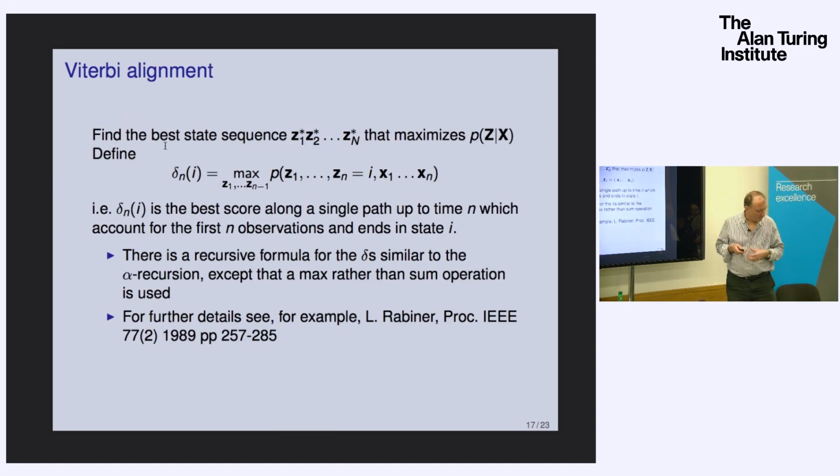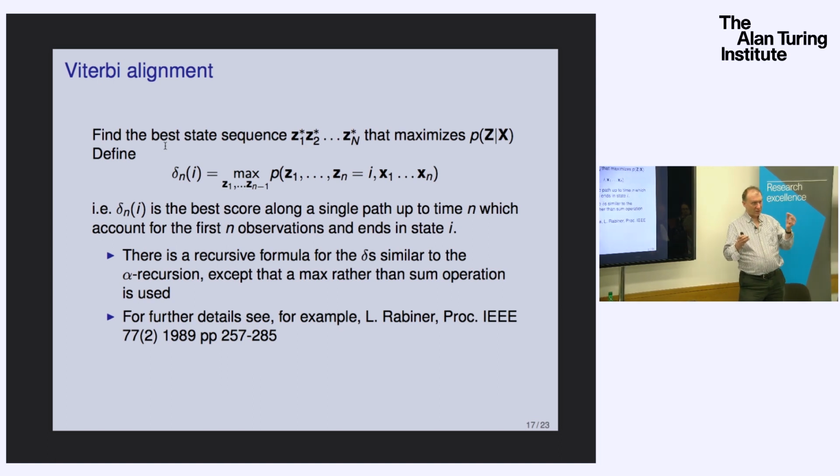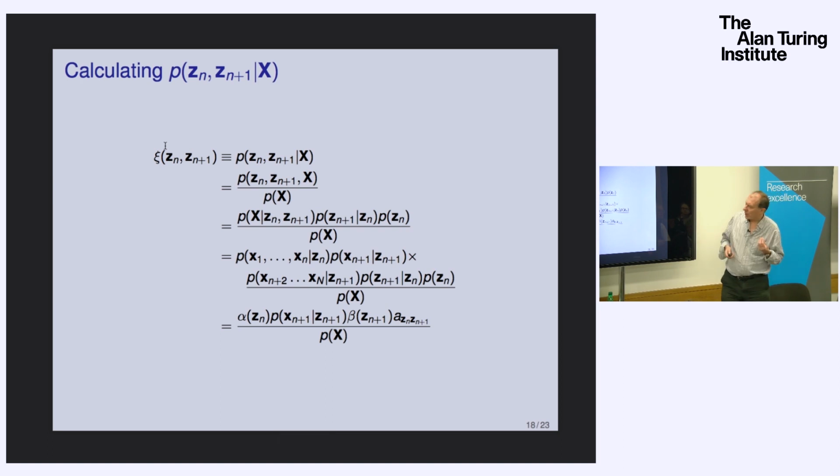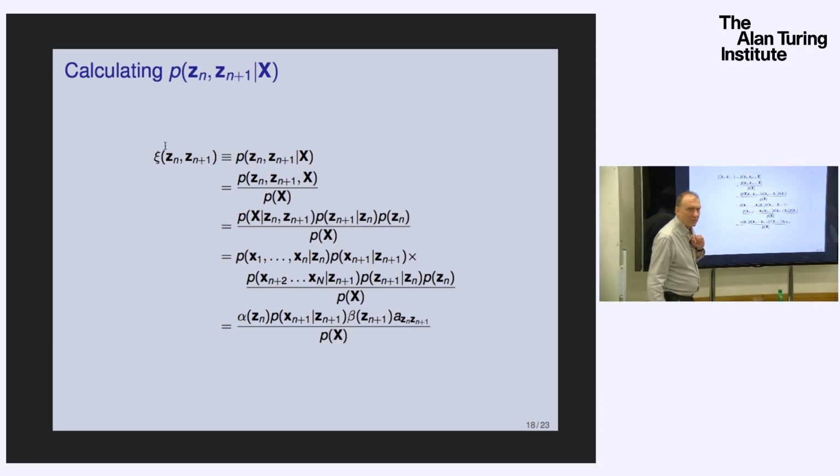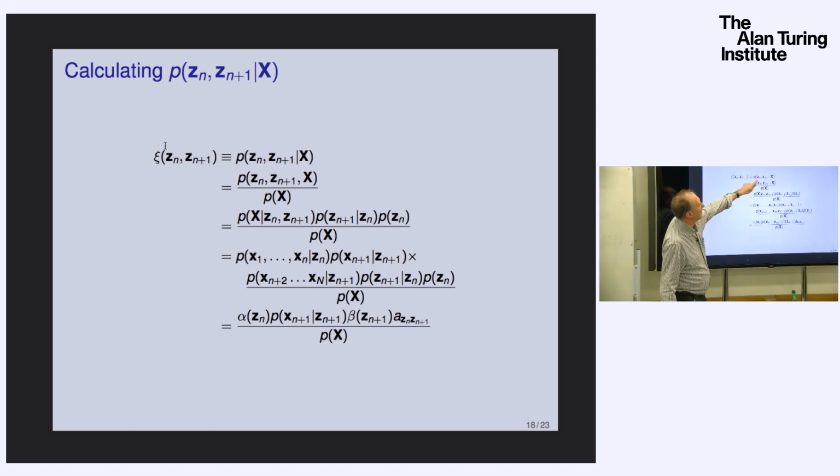We can do a similar thing, but I'm not going to go into the details, calculating the Viterbi alignment. Basically we calculate a whole bunch of things running forward, we get to the end, we choose the maximum, and then we follow the pointers back that we've created, follow the breadcrumbs back in order to find the optimal alignment, the Viterbi alignment. One other thing that we might want to do is to calculate this joint probability of being in state Zn at time n and Zn plus 1 at time n plus 1.